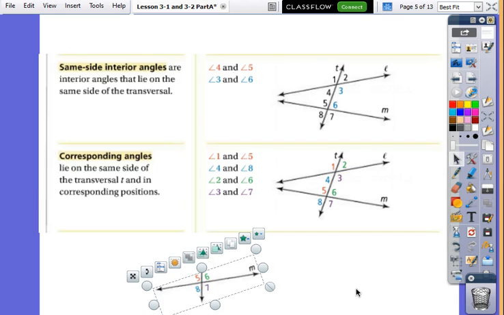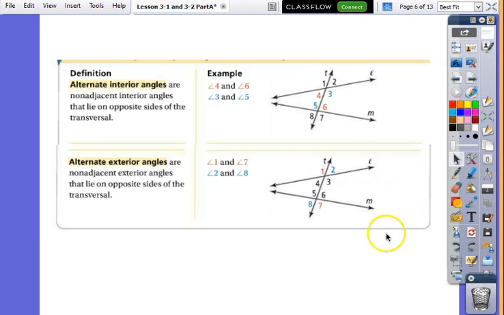No, because they're both on the same non-transversal line. You have to be on a different non-transversal line before you can compare. All right, now we've got alternate interior angles.